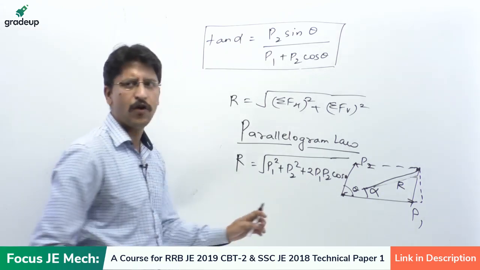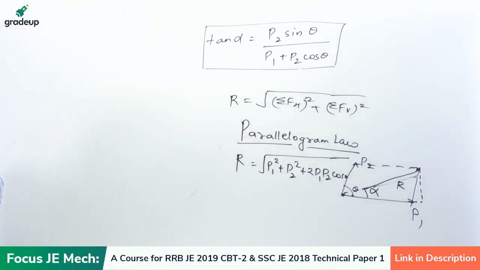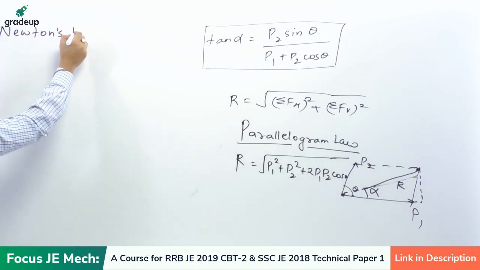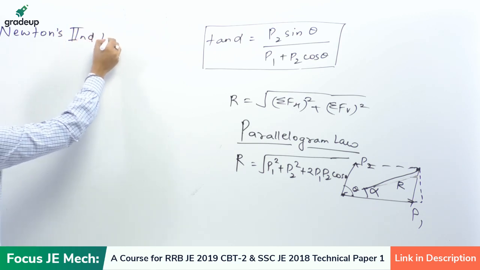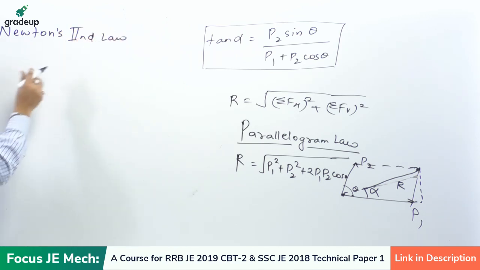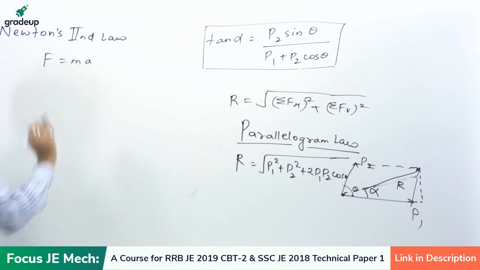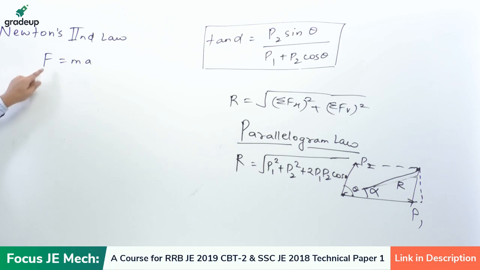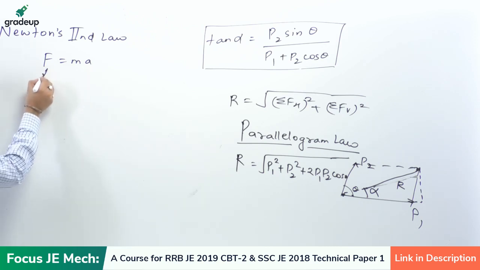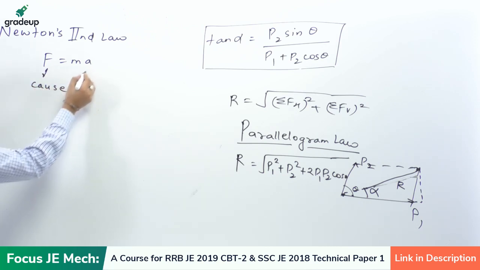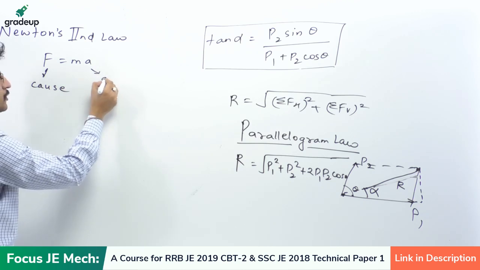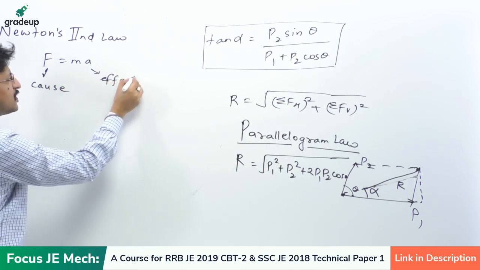These are the basic formulas which are very much important. Clear? Now we come to the next topic, that is your laws of motion. From this, the very important formula is of Newton's second law of motion. The formula for Newton's second law is given by F is equal to ma. Clear? Where F is your applied force, or you can say that F is the cause and acceleration is its effect.